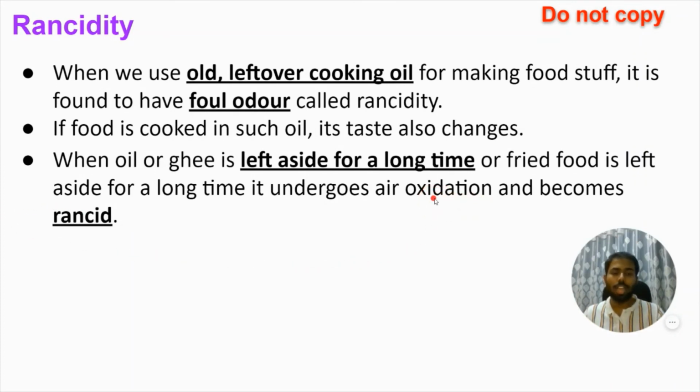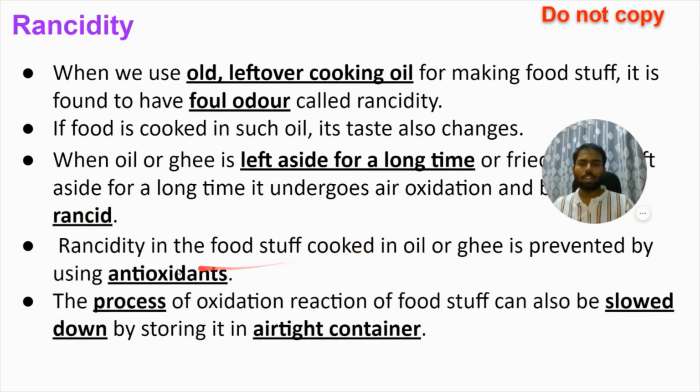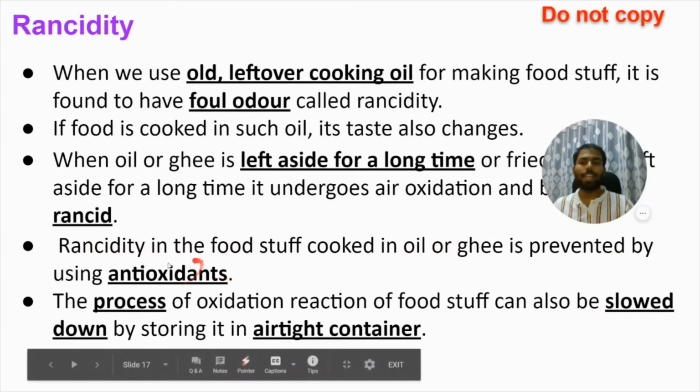Again, what is oxidation? Either it is going to combine with oxygen or it is going to lose hydrogen, या फिर it is going to lose electrons. Okay, and we have seen जब भी oxidation हो जाता है it becomes bad, right? वो weak हो जाता है, bad हो जाता है, taste change हो जाता है, smell, गंदा स्मेल आने लग जाता है, तो उसको बोलते हैं rancid. Rancid मतलब सड़ जाना, खराब हो जाना. So rancidity in the food stuff cooked in oil or ghee is prevented by antioxidants.